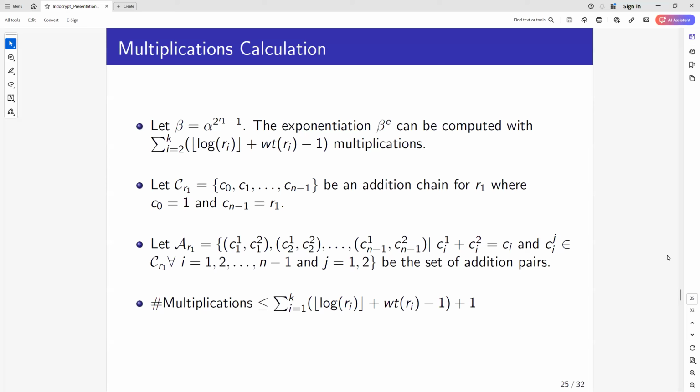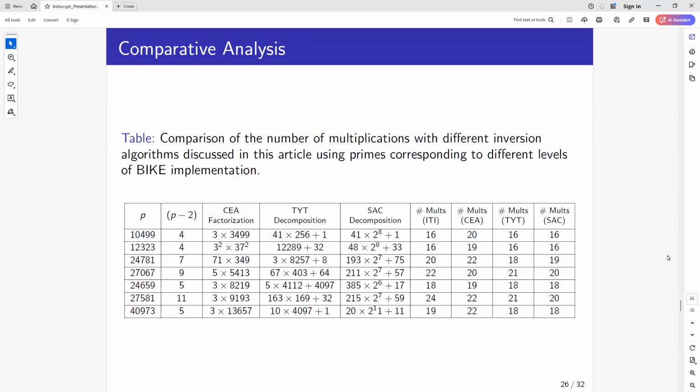C11 and C12 and C2, this subset, a set of pairs of the addition chain elements, and they compute the alpha to the power r minus 1 with the help of these elements over here. So the number of multiplications in this case is less than or equal to summation of log ri plus weight ri minus 1, plus 1. So this happens to be the best result for the IT inversion, for the IT variants.